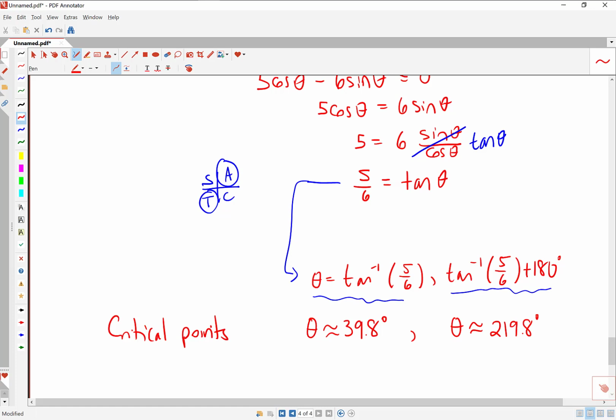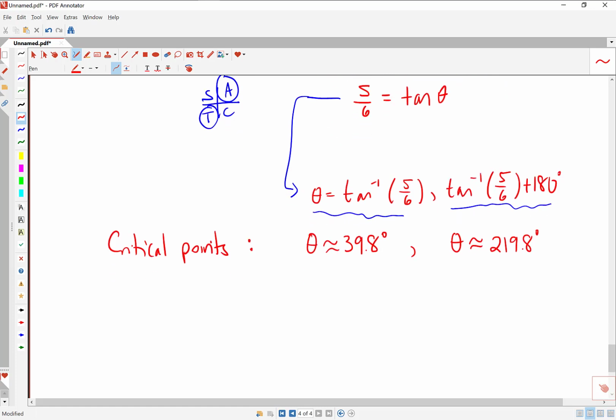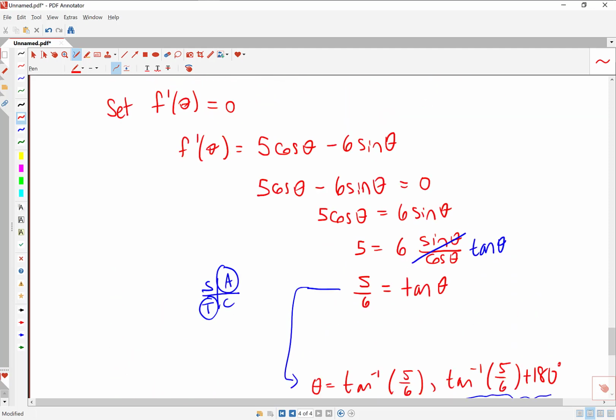The way we'll figure out which one is our maximum is we'll just plug into our function f. We'll see, what does f look like at 39.8 degrees, and what does it look like at 219.8 degrees? Based on that, we'll be able to figure out the answer to the question. So let's scroll back to the question now. We'll find the original wording here.